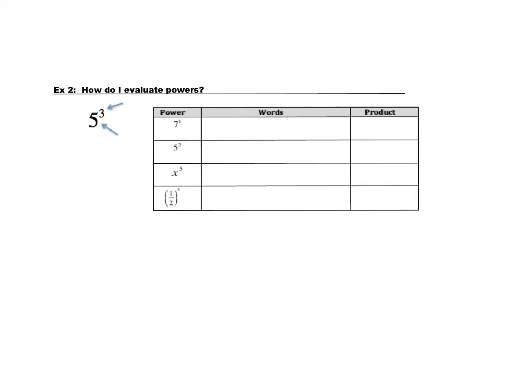Example number 2, how do I evaluate powers? All right, so this right here, the 5, is our base. And the 3 is our exponent. What this means is we have the base of 5, and the exponent tells us how many times you're going to be multiplying it. So I'm going to have 5 times 5 times 5. This is the 3. I've got 3 5s. The exponent tells us how many of the 5s we have, and that's going to be equal to 125.